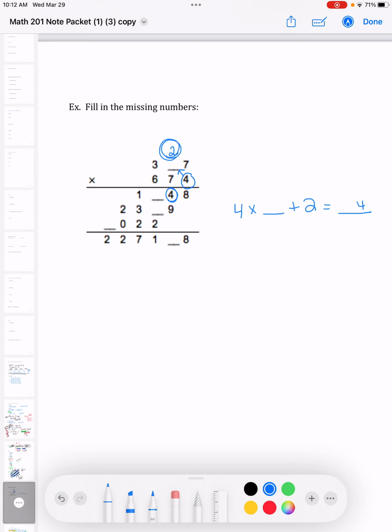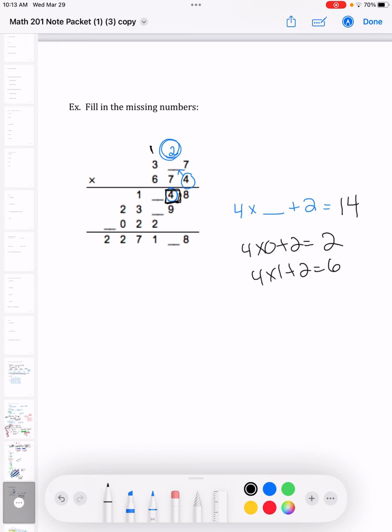Well, if I think about it, 4 times 0 plus 2 is 2. And 4 times 1 plus 2 is 6. So there's no way that this blank spot over here could just be 4. Again, just kind of restart that. If I had 4 times 0 plus 2, that would give me 2. 4 times 1 plus 2 gives me 6. I know the answer has to end in 4. This means I'm not really looking for 4. I'm looking for it to be 14. 4 times something plus 2 is 14. And that 1 is going to be carried up here to the top.